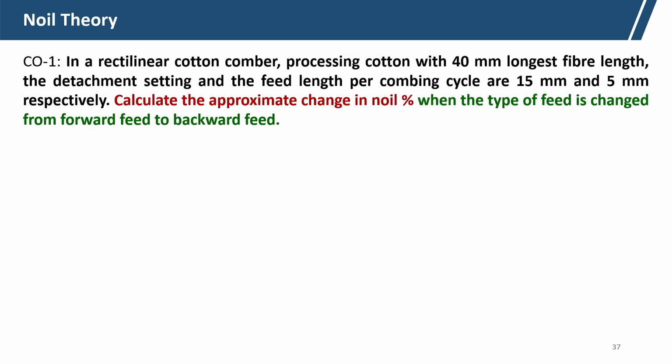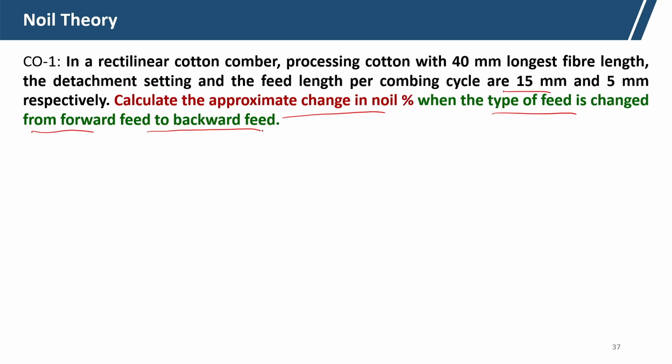Now, let us discuss a numerical first. In a rectilinear cotton comber processing cotton with 40 millimeter longest fiber length, the detachment setting and the feed length per comb cycle are given as 15 millimeter and 5 millimeter respectively. Calculate the change in Noil percent when the type of feed is changed from forward feed to backward feed.